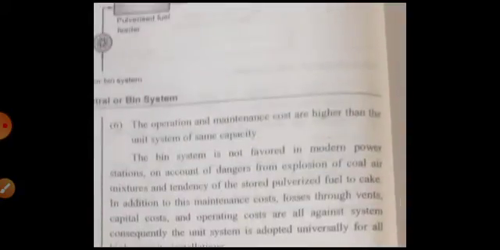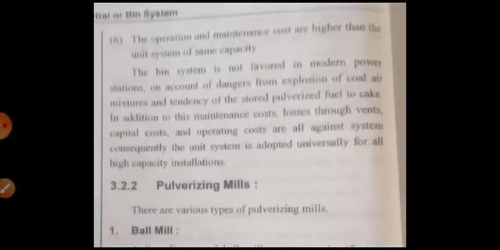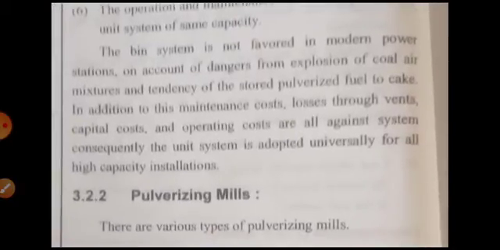Okay, so these were some advantages and disadvantages of the system. And another is the operation and maintenance cost is higher than the unit system of the same capacity. The bin system is not favored in modern power stations on account of danger from the explosion of coal air mixture and the tendency of the stored pulverized fuel to cake.